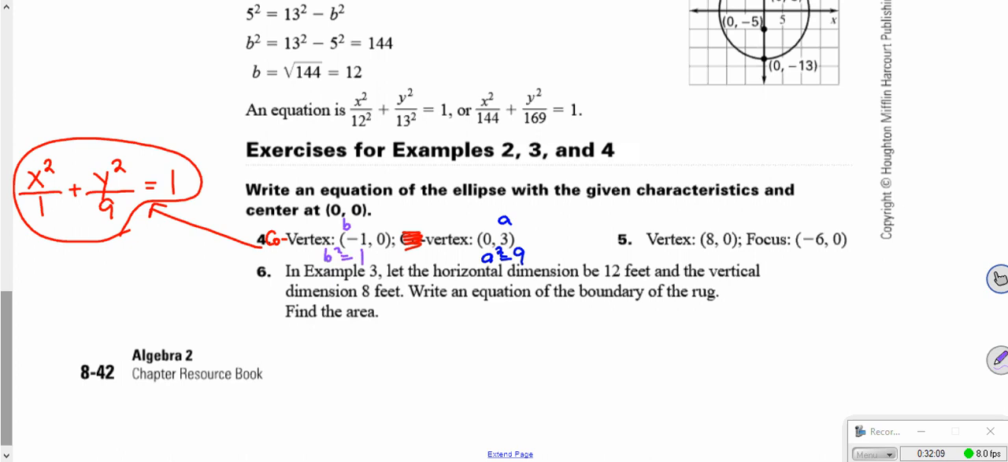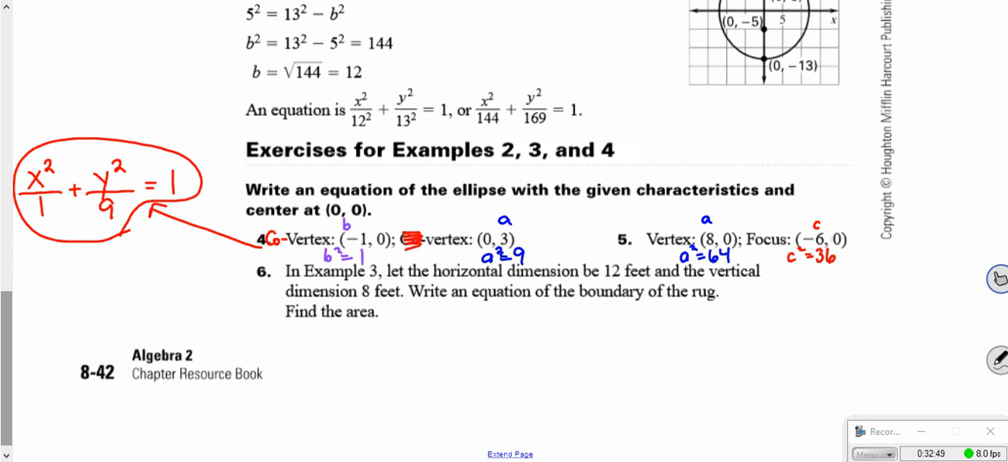Okay, number 5. Now, notice they give us the vertex and the focus. They don't give us the co-vertex, so we've got to find it using that c squared equals a squared minus b squared. Okay, so vertex, I'm going to assume this is labeled correctly. Vertex, if this is a, then a squared is 64. Okay, on our focus here, this is c. Notice it's on the same x-axis as the vertex. Okay, so c squared equals 36. Now, we have to find the co-vertex. We have to find the b, or the b squared, so we can write our equation.